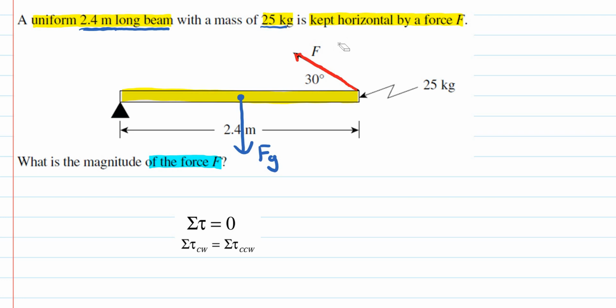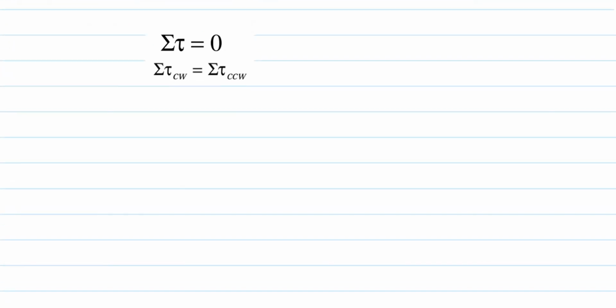Okay, so the concept that we need to put together is this idea over here of a torque being equal to 0, and that literally means that the sum of the torques clockwise is equal to the sum of the torques counterclockwise, and that will keep the beam in rotational equilibrium, which means the beam is not moving because all the forces have been balanced.